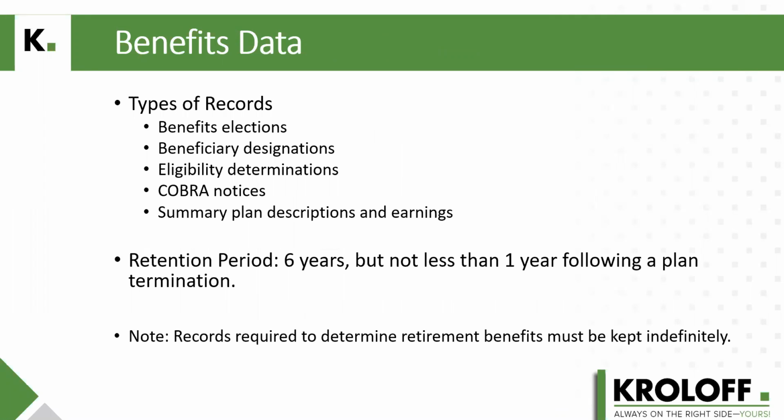Benefits data should be maintained for 6 years, but not less than 1 year following a plan termination. This would include benefit selections made by an employee, beneficiary designations, eligibility determinations, any COBRA notices that you sent or received, and summary plan descriptions and earnings. Another note here, the records that are required to determine the amount of retirement benefit an employee is entitled to should be kept indefinitely.